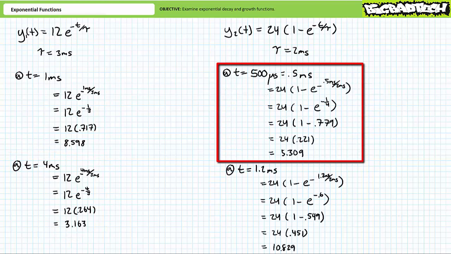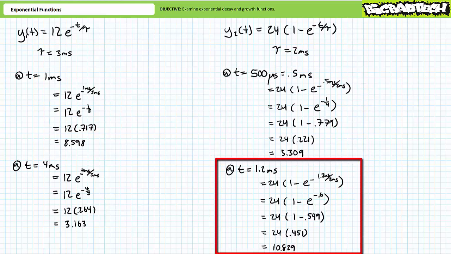For our second expression, evaluated at 500 microseconds or 0.5 milliseconds, the ratio t over tau is a value of 1/4. Ultimately, at t equals 500 microseconds, y2 of t is roughly 5.3. We follow a similar procedure when t equals 1.2 milliseconds, where the ratio of t over tau is approximately 0.6. Ultimately, y2 of t at 1.2 milliseconds yields a value of approximately 10.8.